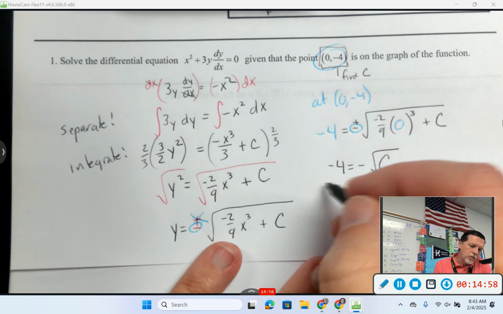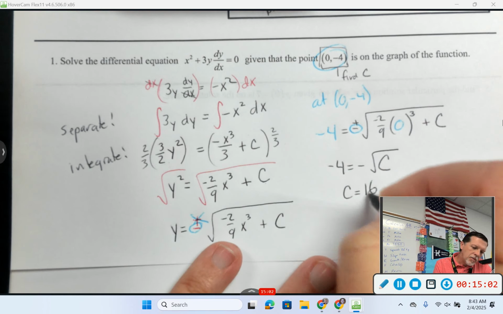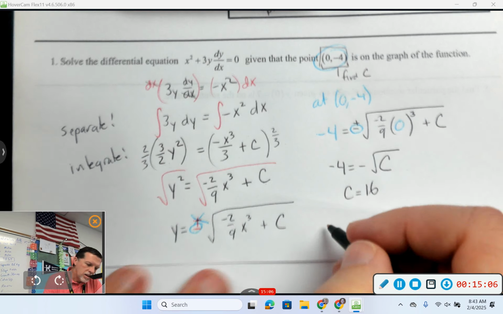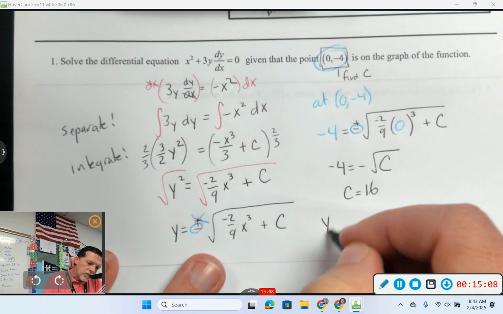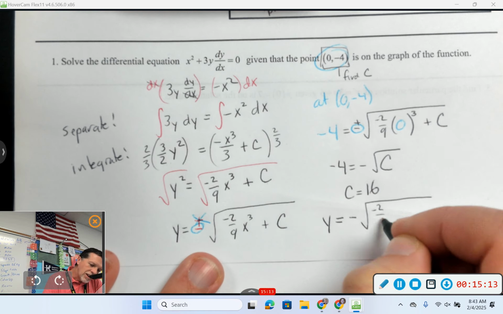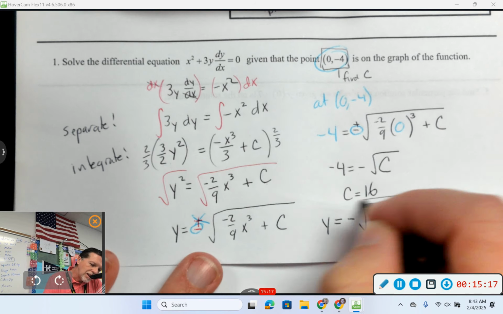So I could square both sides, or I could multiply both sides by negative. C is going to be 16, however we want to get there. So y equals negative square root of negative 2/9 x cubed plus 16.